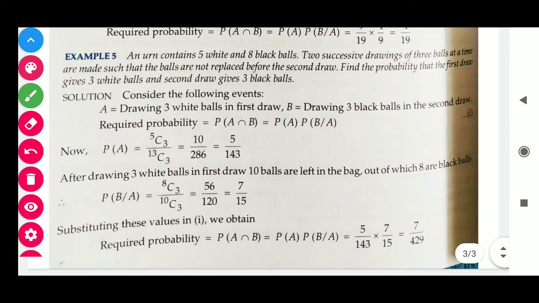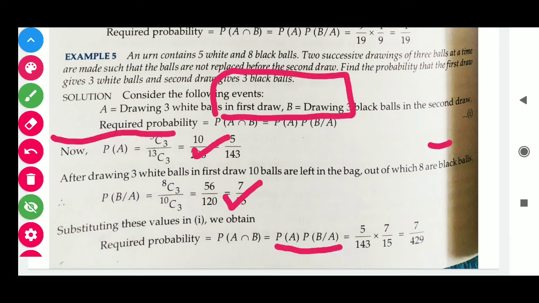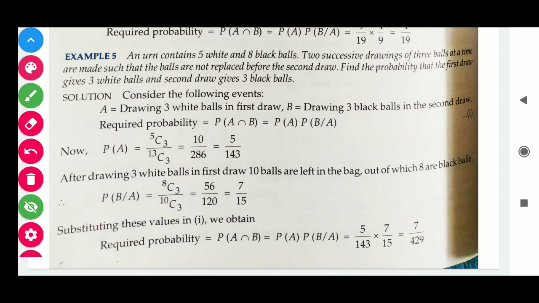Now students, we have question number 5. An urn contains 5 white and 8 black balls. Two successive drawings of 3 balls at a time are made such that balls are not replaced before the second draw. Find the probability that the first draw gives 3 white balls and the second draw gives 3 black balls. So students, let's start. This is a similar question.